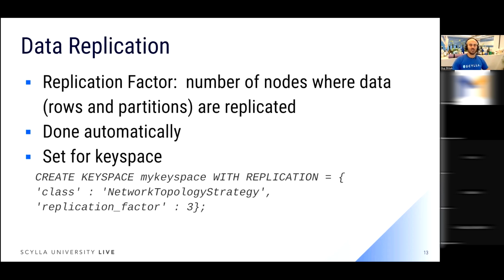Okay, I mentioned that data is replicated in the database, and that is determined according to something called the replication factor, and that is a setting that you as a user can set. The replication factor determines the number of nodes where data are replicated. Now, this is done automatically by the database, and it's set for something called a key space. A key space is a container of tables.